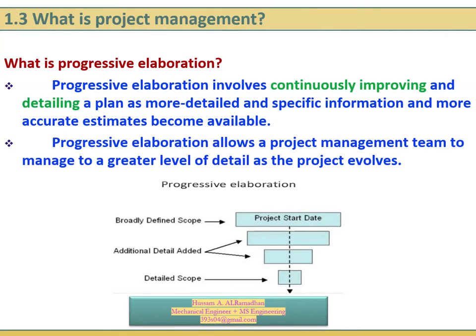What is progressive elaboration? Progressive elaboration involves continuously improving and detailing a plan as more detailed and specific information and more accurate estimates become available. Progressive elaboration allows the project management team to manage a greater level of detail as the project evolves.